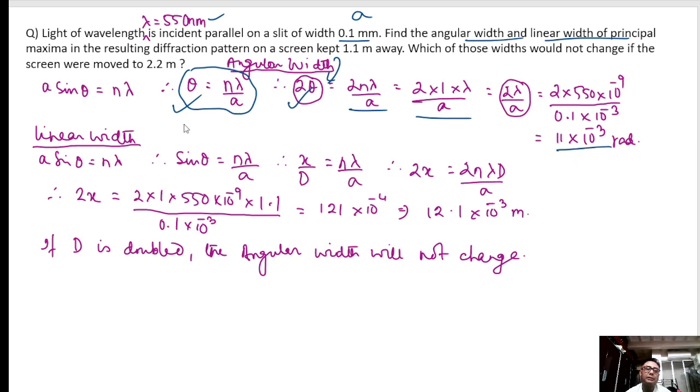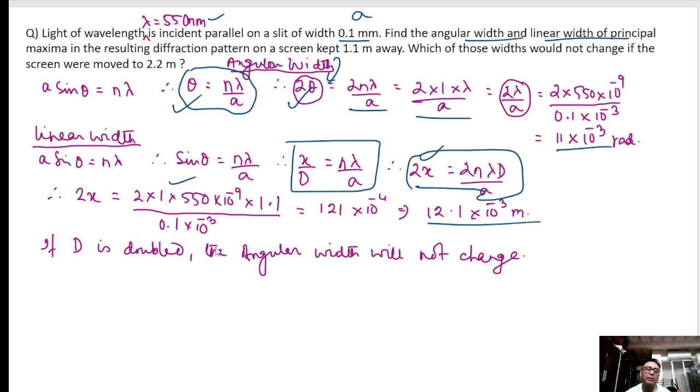And the linear width will be x by d, so we need 2x, that is the linear width. Putting the values, we get this linear width. Now they are telling that if d is doubled, there is nothing in the angular width with d, so the angular width will not change if I double the distance of the screen and the aperture.